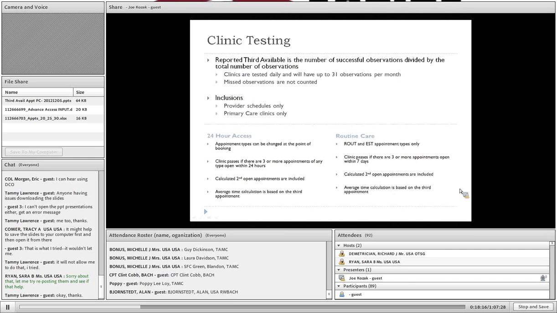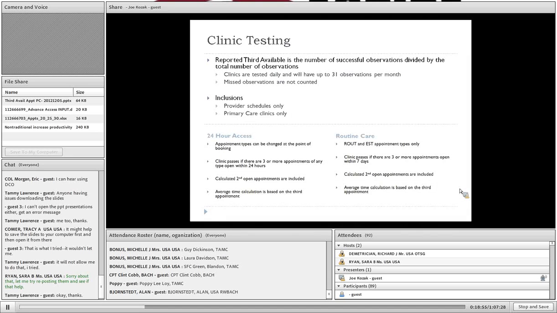So basically what we're looking at, and this is just a summation of what we were just talking about. 3rd available is the number of successful observations divided by, so it'll still be measured that same way. It's going to include provider schedules only and primary care clinics only. The 24-hour access is going to include appointment types that can be changed at the point of booking. The clinic will pass if there are 3 or more appointments of any type within the 24-hour. The calculated 2nd appointment will be included, and the average calculation is based on the 3rd appointment.